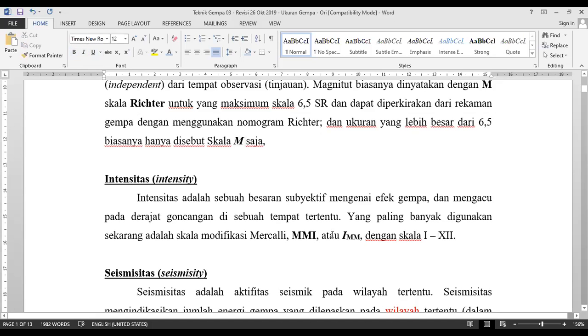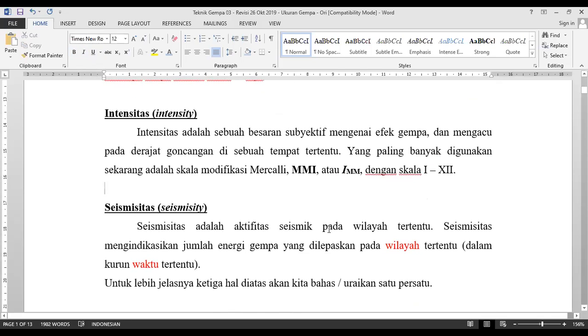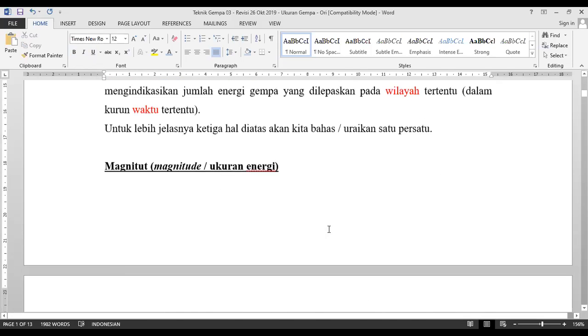So it is a mathematics equation. You just have to put it back in italics. Italics. This one is also italic because this is intensity.